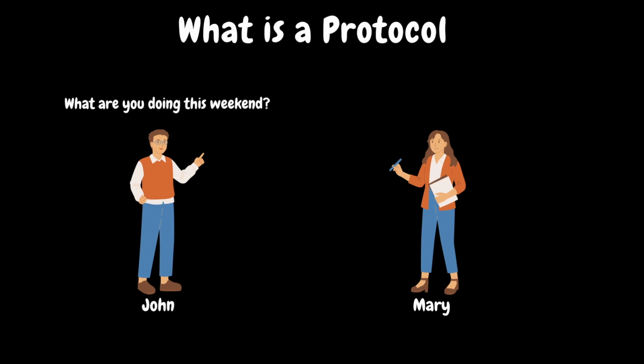Suppose John follows the rules and says the same sentence like, "What are you doing this weekend?" This time Mary understands and will respond to something. For instance, if she is free, then she might say, "I am free, I don't have any plans." The reason for sharing this example is to explain the importance of the rules defined for communication. That is nothing but protocol. If both parties follow the protocol, then they can easily communicate.